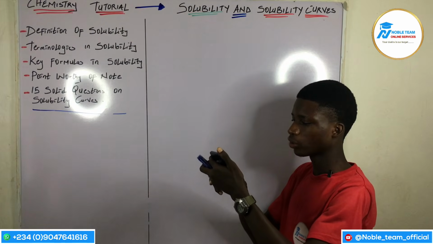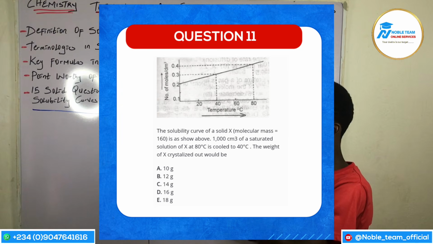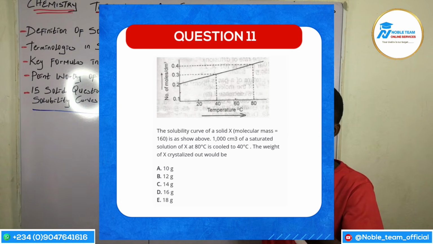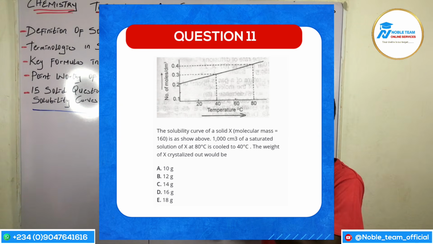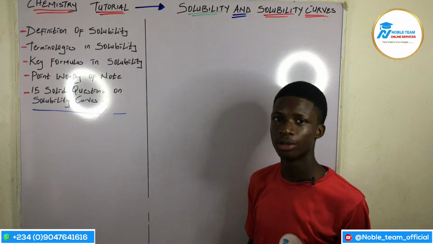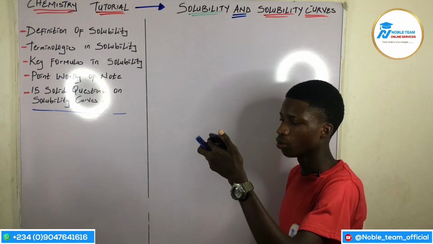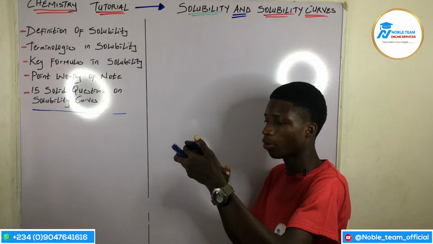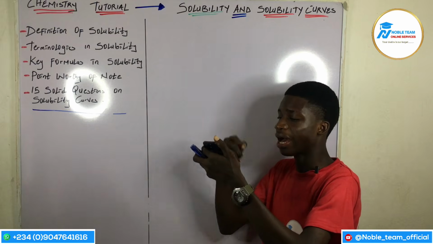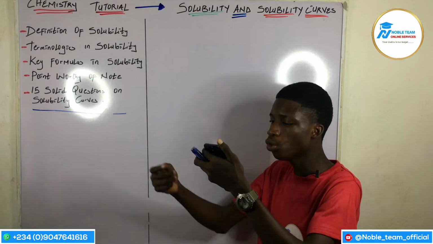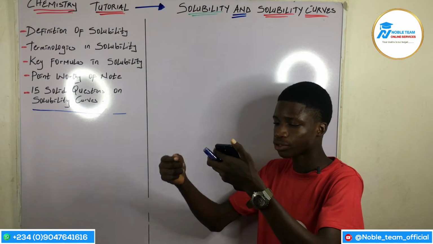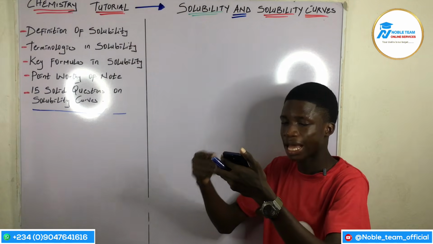Alright, now let's solve question 11. Question 11 says the solubility curve of a solid X, molar mass 160, is as shown above. You see the graph on your screen. Then 1000 centimeter cube of saturated solution. Once you hear centimeter cube, you can record the formula that you can use to solve. You understand? And also 1000 centimeter cube of saturated solution of X at 80 degrees Celsius is cooled to 40 degrees Celsius. The weight of X crystallized out will be what?